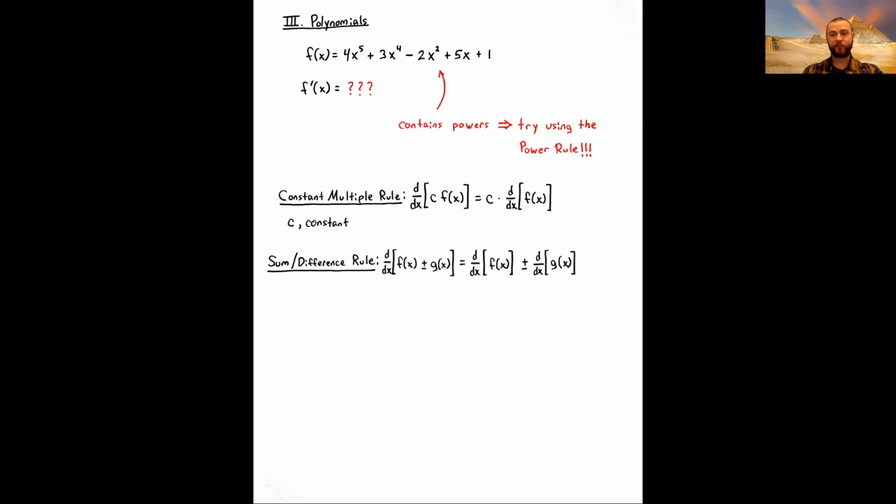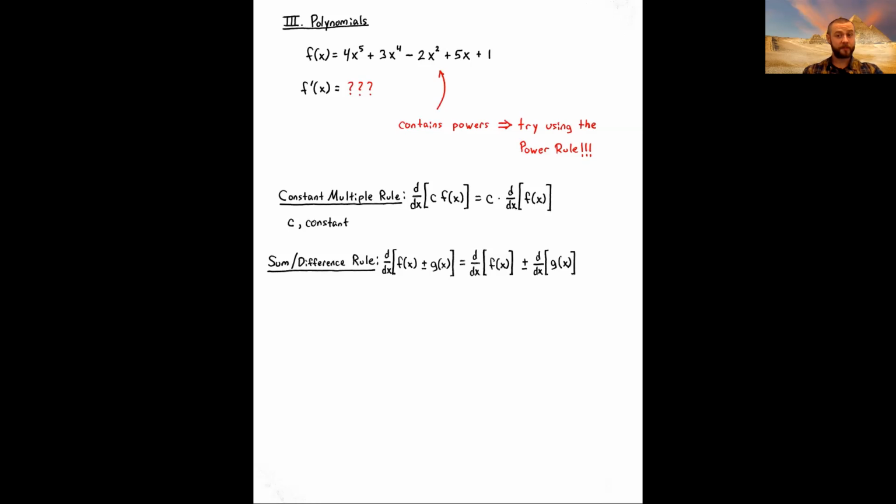Since we're adding several powers within a polynomial, we need something here called the sum and difference rule. And what this allows us to do is take a sum. So here we have two functions being added or subtracted. And then instead of differentiating the sum, we can differentiate each part and then add or subtract those individual functions' derivatives together.